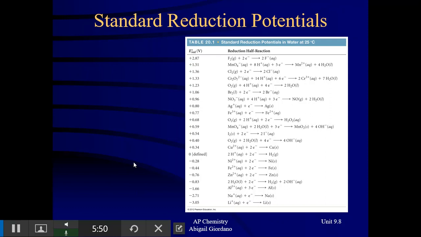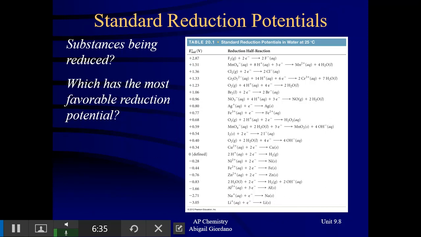So let's get to know this chart. It doesn't matter if you're using the same textbook as I am. All of the charts are written the same way. So where are the substances that are being reduced? Well, since this is a reduction table, we're looking at the reactants. For example, the first half reaction in the chart, F2, fluorine gas, is the substance being reduced. In the next one, permanganate ion is the thing being reduced. In the next one, chlorine gas is the substance being reduced.